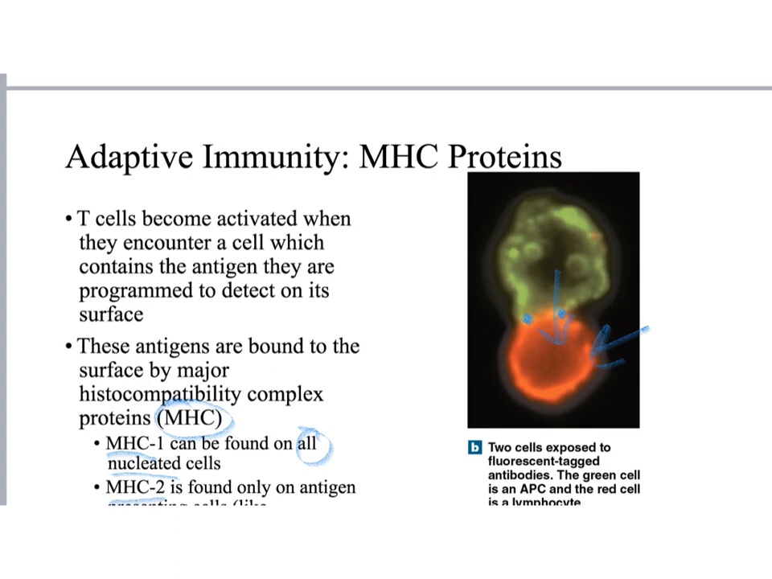MHC2 proteins are found, you can't even see that, can you? Basically, they're found on antigen presenting cells like macrophages, neutrophils, things like that. And we'll see here an example of each as we go through.